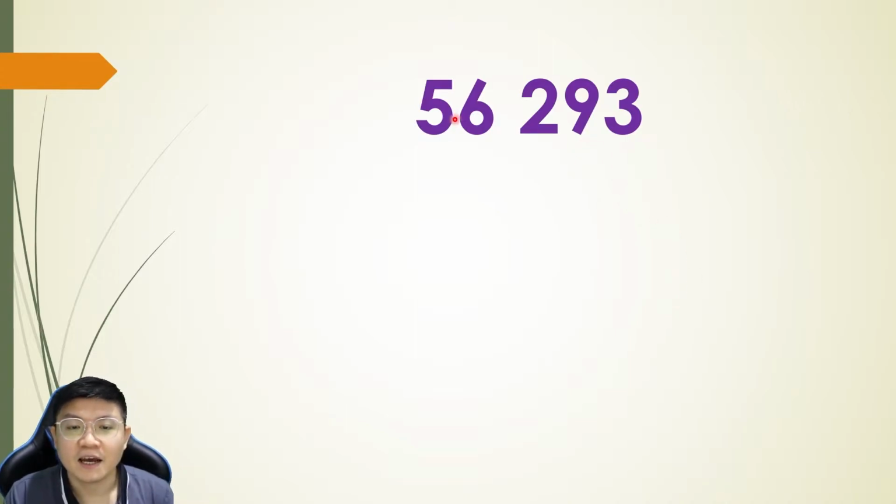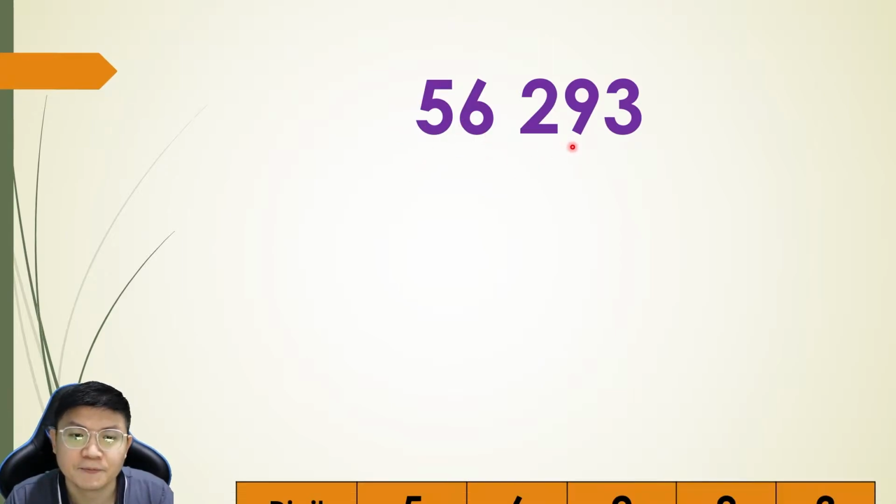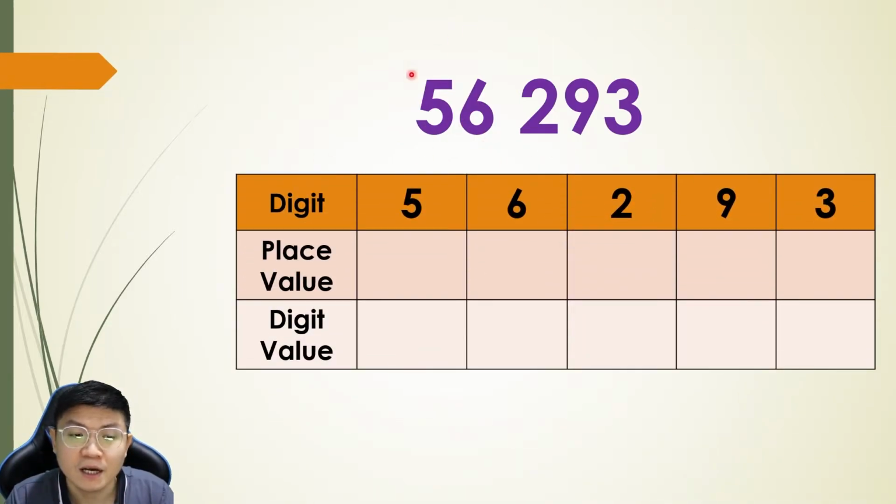Next, I'm going to show you an example of a number, 56,293. And I want to arrange this number according to its digits, right? This is the table. So 56,293 is separated accordingly. Okay, this is the place value and this is the digit value. And now we start from the right hand side. 3 in its place value is actually ones and digit value 3.